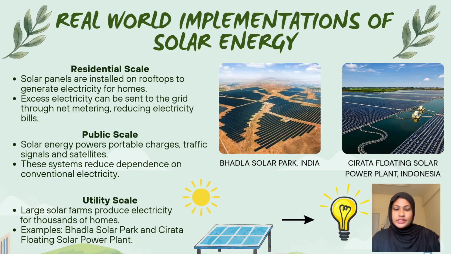Through a net metering system, any excess electricity produced can be sent back to the power grid, helping to reduce electricity bills. At the utility scale, large solar farms generate electricity for thousands of homes and businesses, supplying clean energy to the national grid.